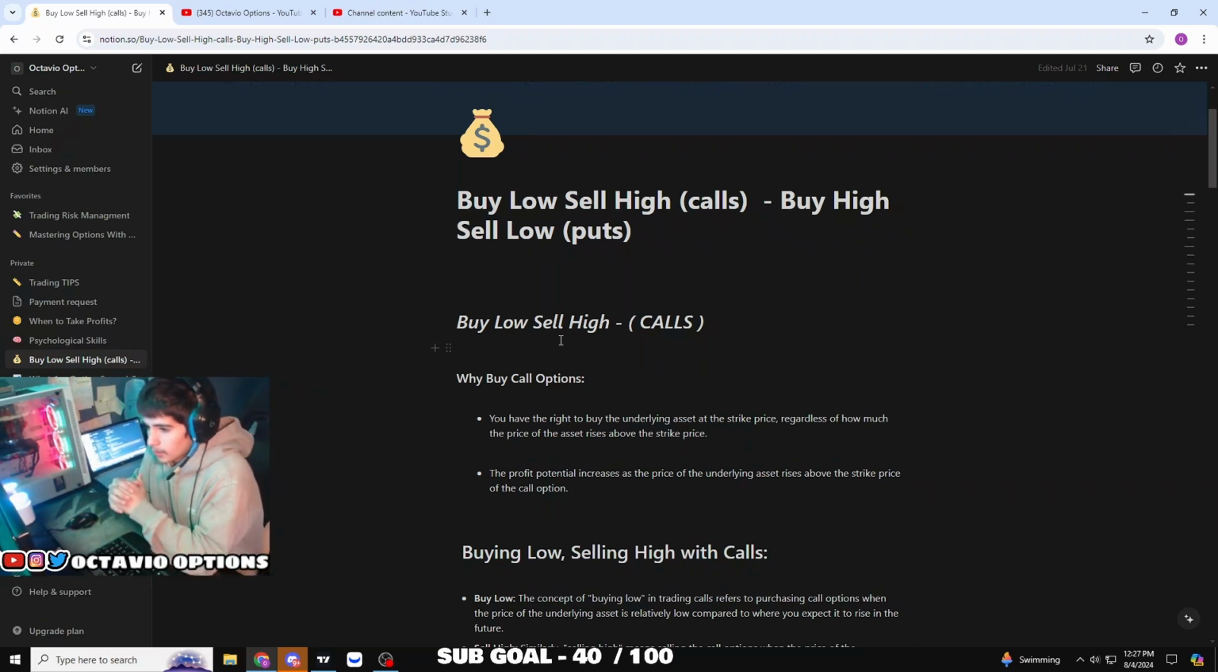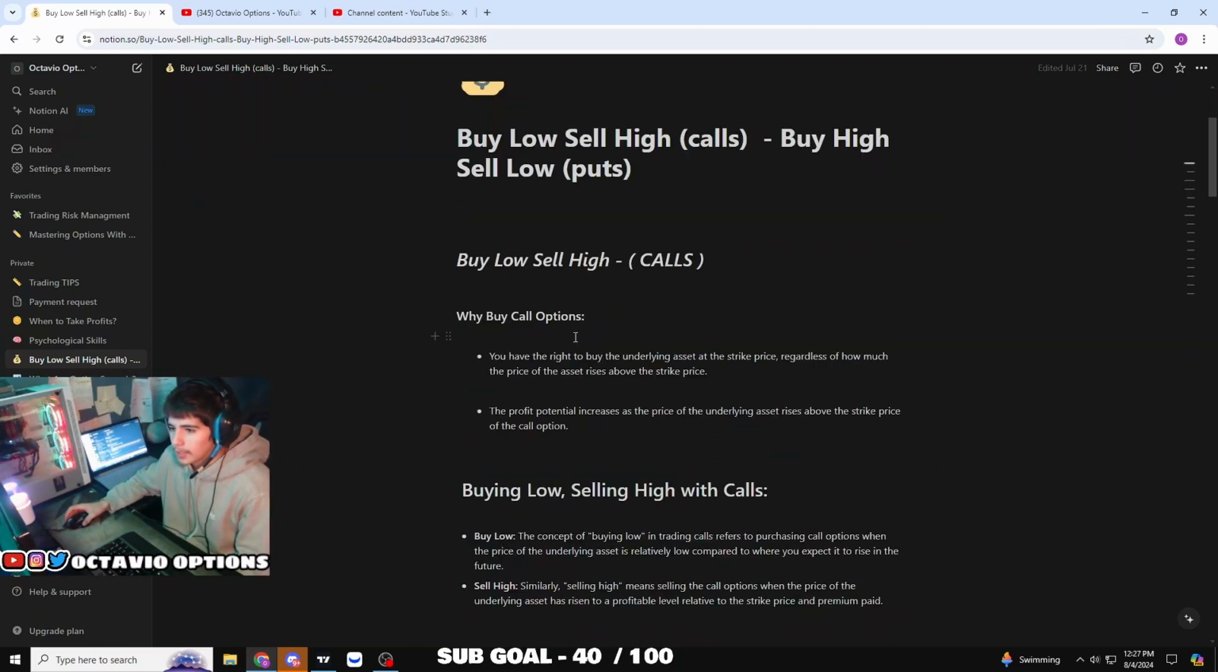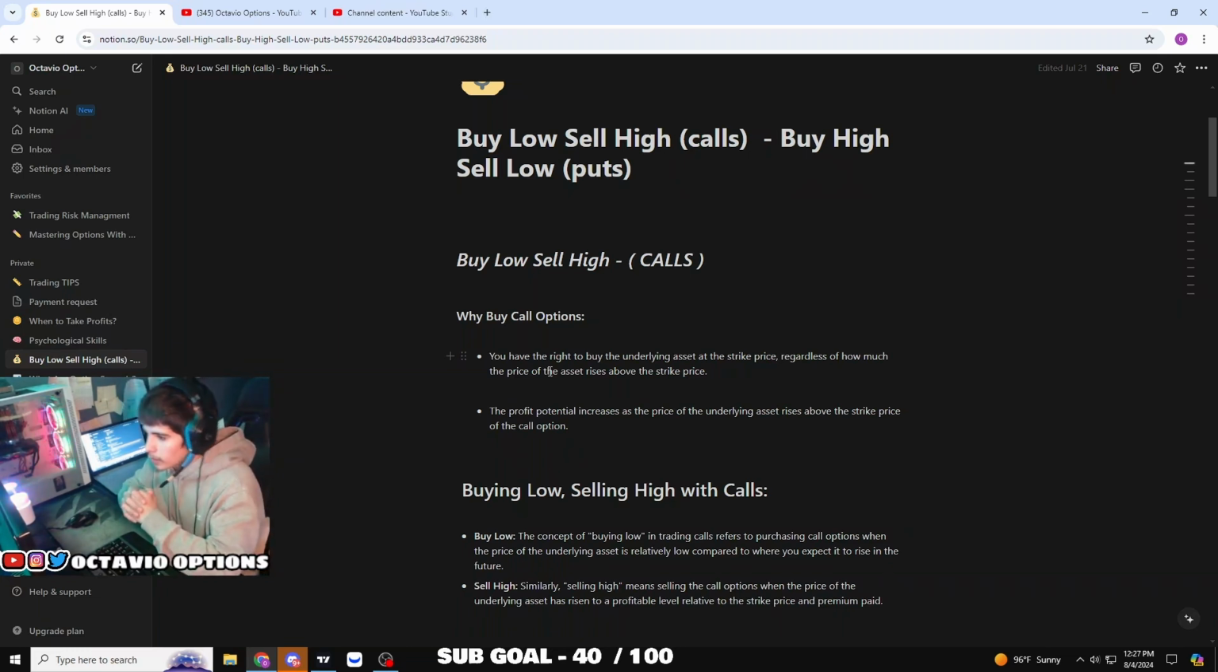Buy low, sell high for calls, right? Why buy call options? You have the right to buy the underlying asset at the strike price, regardless of how much the price of the asset rises above the strike price.